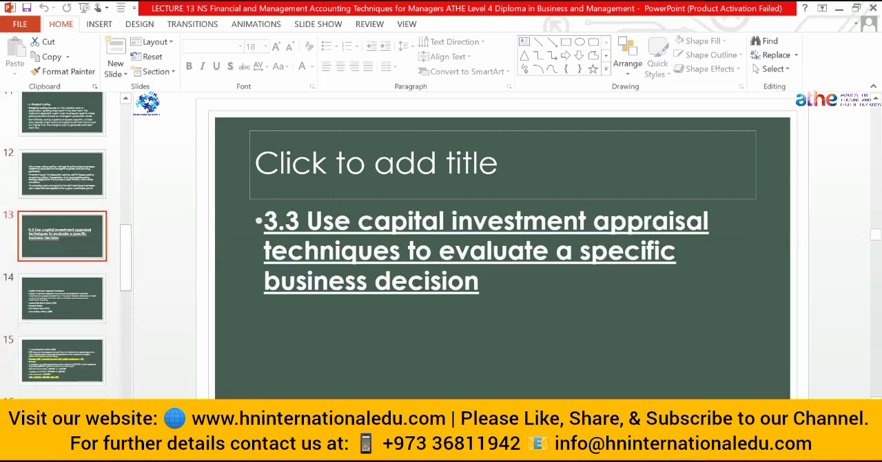Now, the last point, that is 3.3 assessment criteria. We will be doing that. And after this, our course is going to end. We're only going to have the assignment classes. Task 4, 5 for the old specification and 3, 4 for the new specification.